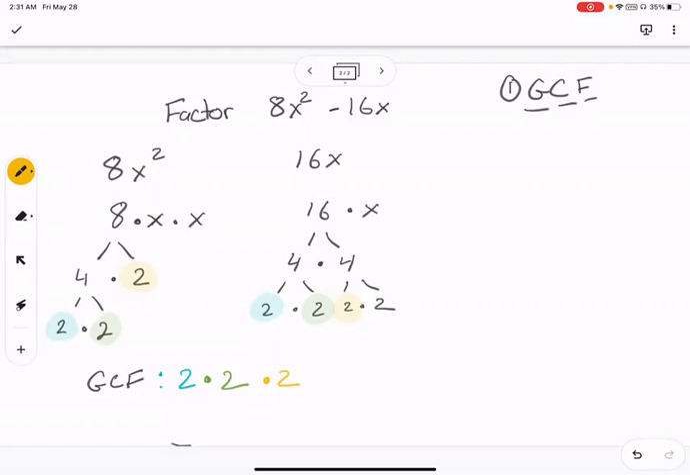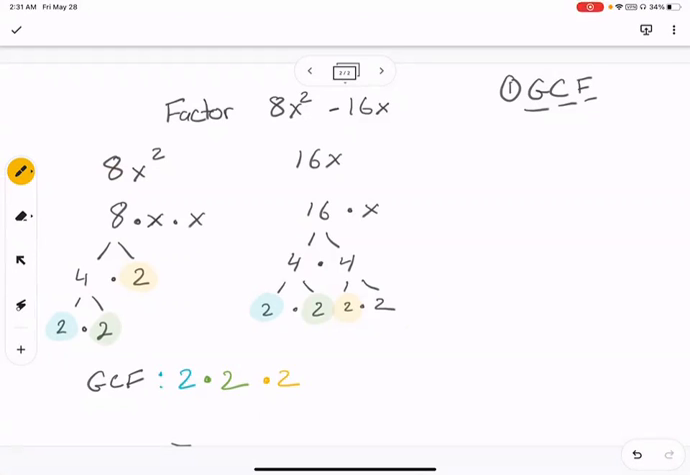Now I still have a prime 2 here, but no more prime 2s to match it with. And I see we have 4s that match, but they are not prime numbers, so I can't use them. So it looks like our GCF, we have 2 times 2 times 2.